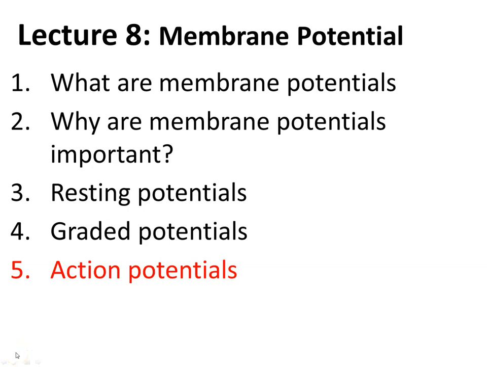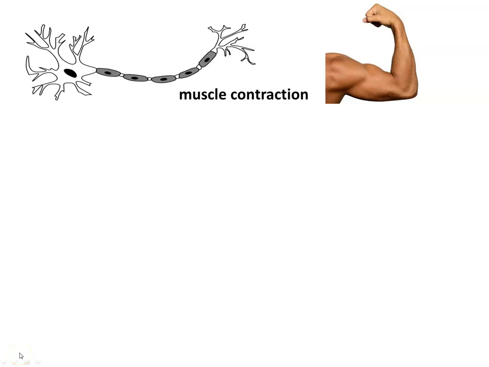All right, let's wrap up lecture 8 with lecture 5, action potentials. So action potentials are for fast communication that have to travel long distances. For example, if I have a neuromuscular junction, that means I have a neuron, its axon, and its axon terminal is going to innervate muscle.